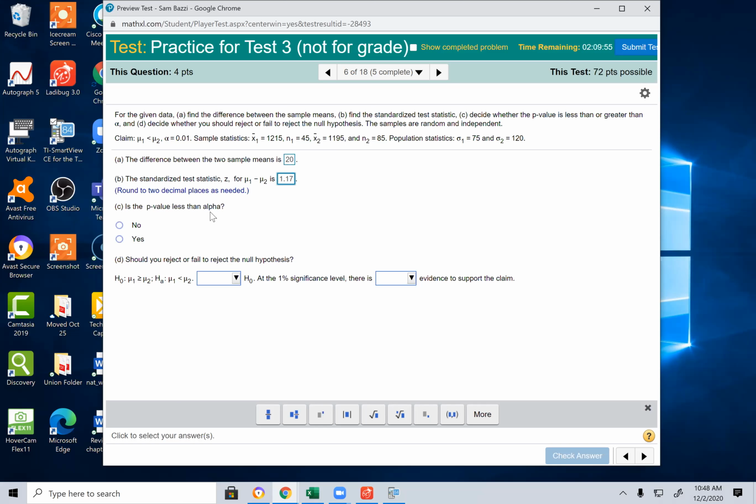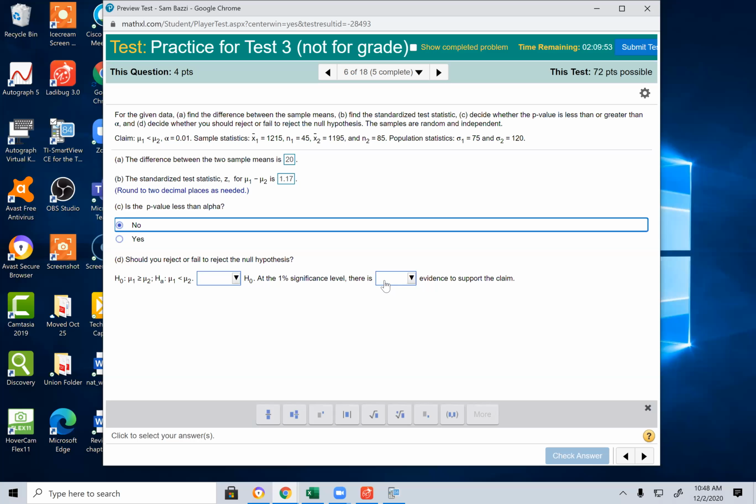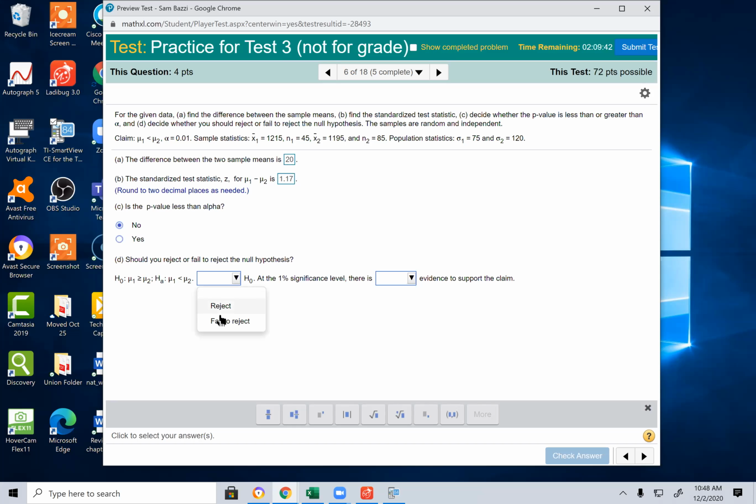Is the p-value less than alpha? No, it wasn't less than alpha. It was bigger than alpha. The p-value was 0.878. So you don't need to provide the p-value here. Well, if the p-value is more than alpha, guys, you fail to reject the null hypothesis. And if you fail to reject the null hypothesis, there is not enough evidence to support the claim.